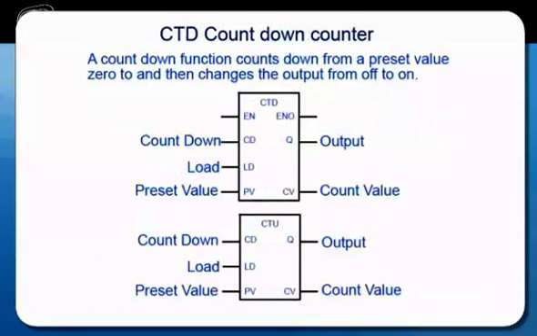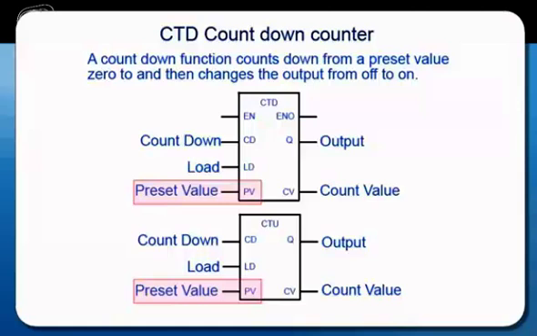A countdown function counts down from a preset value to 0 and then changes the output from off to on. The counter has two digital inputs, CD and LD. CD is the countdown input. Transitions from 0 to 1 are counted by the counter. LD is the load input that when pressed will load the preset value into the count value.